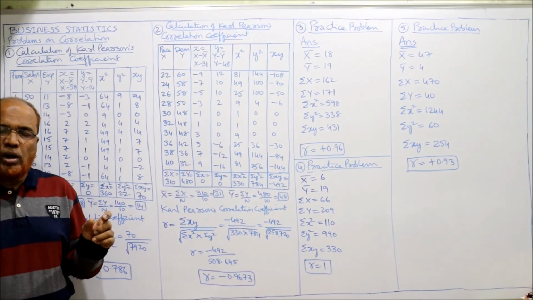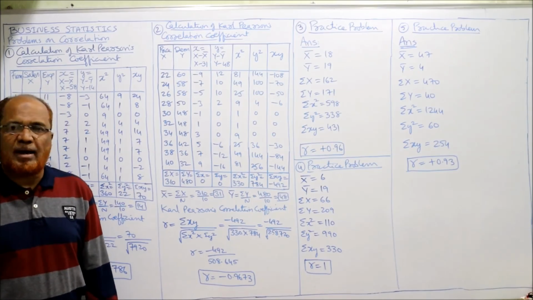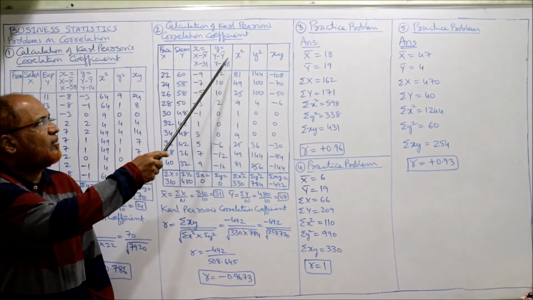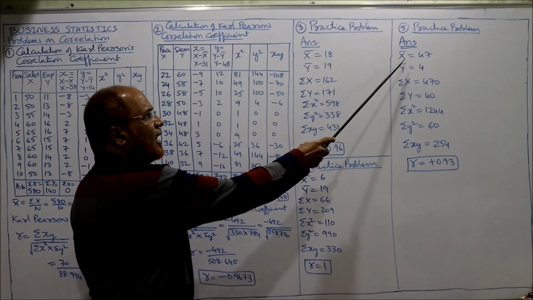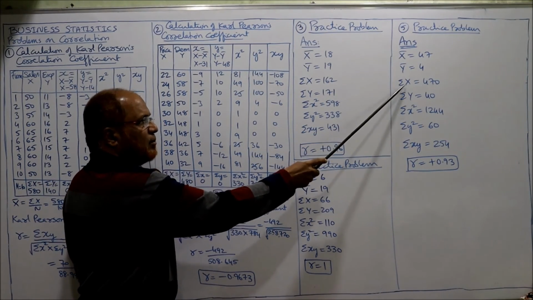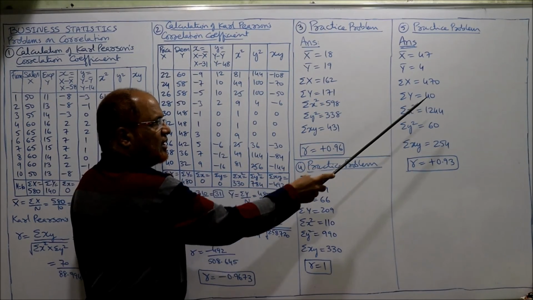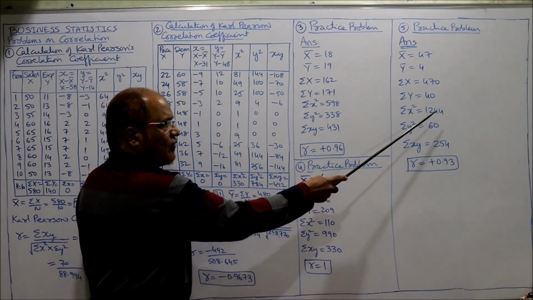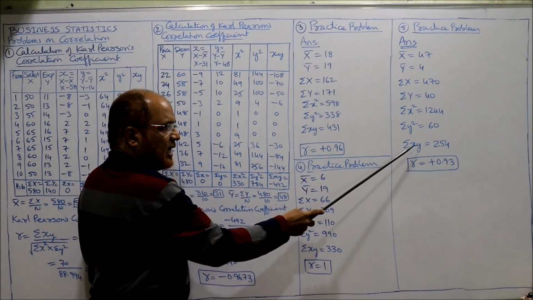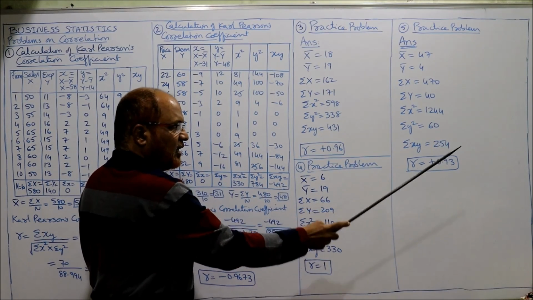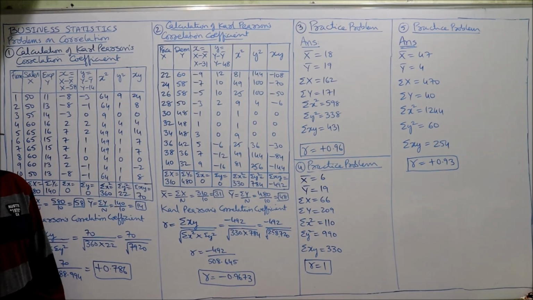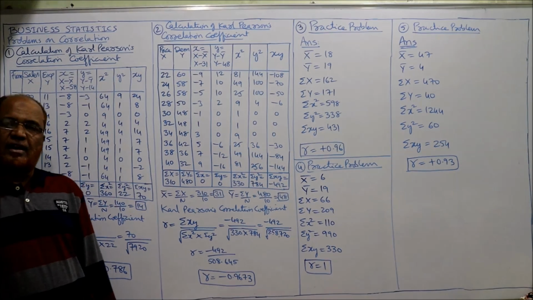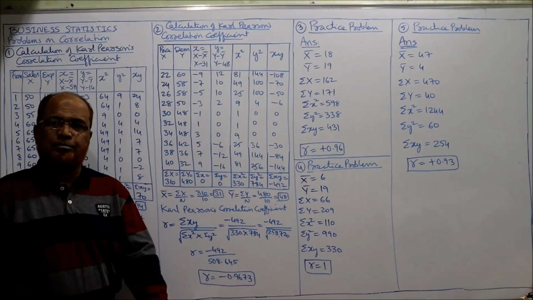When the mean is in a whole number, we can take the deviations from actual mean: small x, small y, x square, y square, xy. So what are the values you are going to get? X bar 47, y bar 4, summation x 470, summation y 40, summation x square 1244, summation y square 60, xy 254. The final answer, Karl Pearson's correlation coefficient, you are going to get plus 0.93. This is the final answer you are going to get if you do the problem.